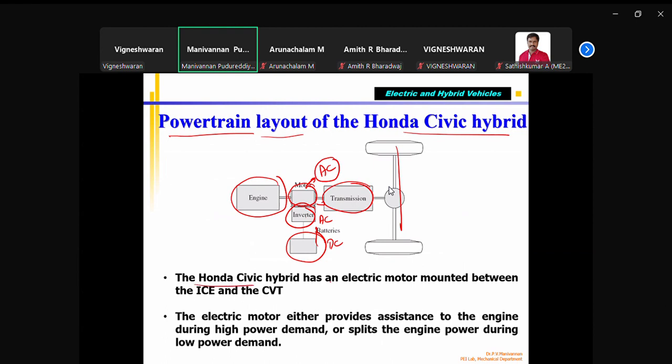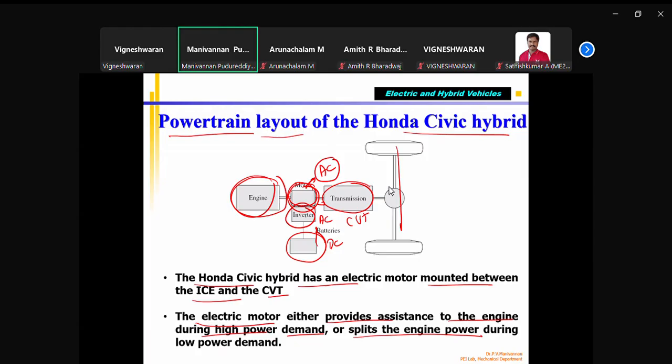The Honda Civic hybrid has an electric motor mounted between the IC engine and the CVT. Correct? This is the CVT transmission. It is engine, electric motor, and CVT. So this is connected between this one. The electric motor either provides assistance to the engine during power demand or splits the engine power during low power demand.